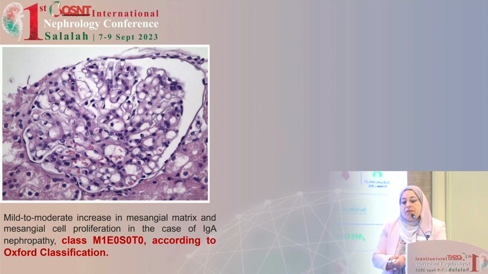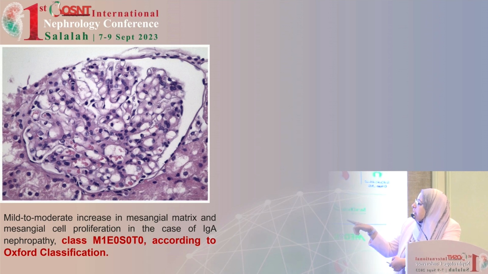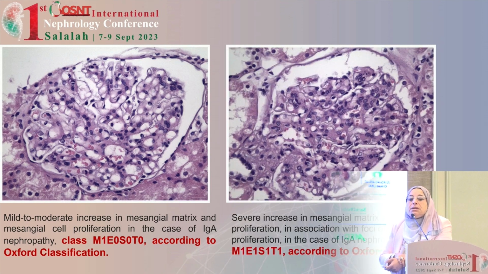This is an example of M1, E0, S0, T0, which is just mild to moderate mesangial proliferation. And this is another example with severely increased mesangial matrix, and there is also endocapillary hypercellularity, focal segmental glomerulosclerosis, and some tubular effect. So I think this will be M1, E1, S1, and T1.